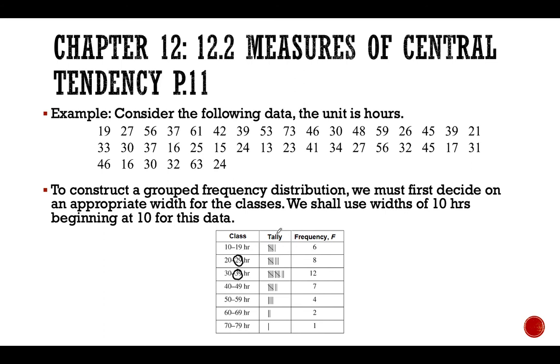The tally is the number of times the data appears in the data set in each of these different classes. So for instance, for the class 10 to 19, those numbers appeared 6 times in the data set, and so on. So this is basically a frequency distribution.